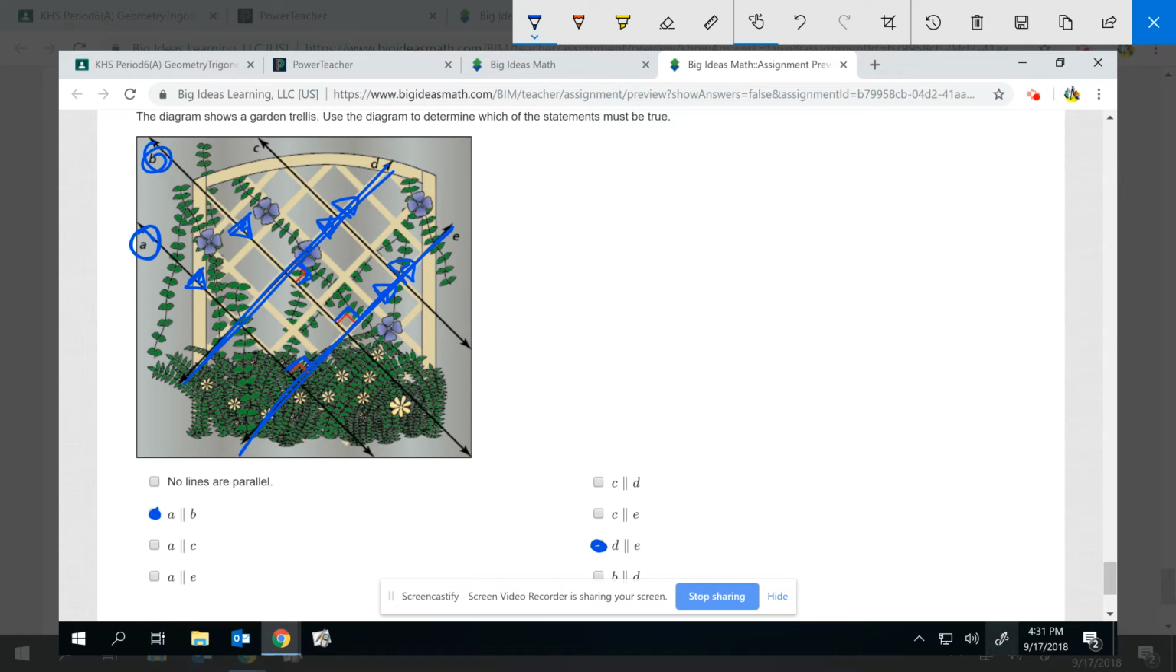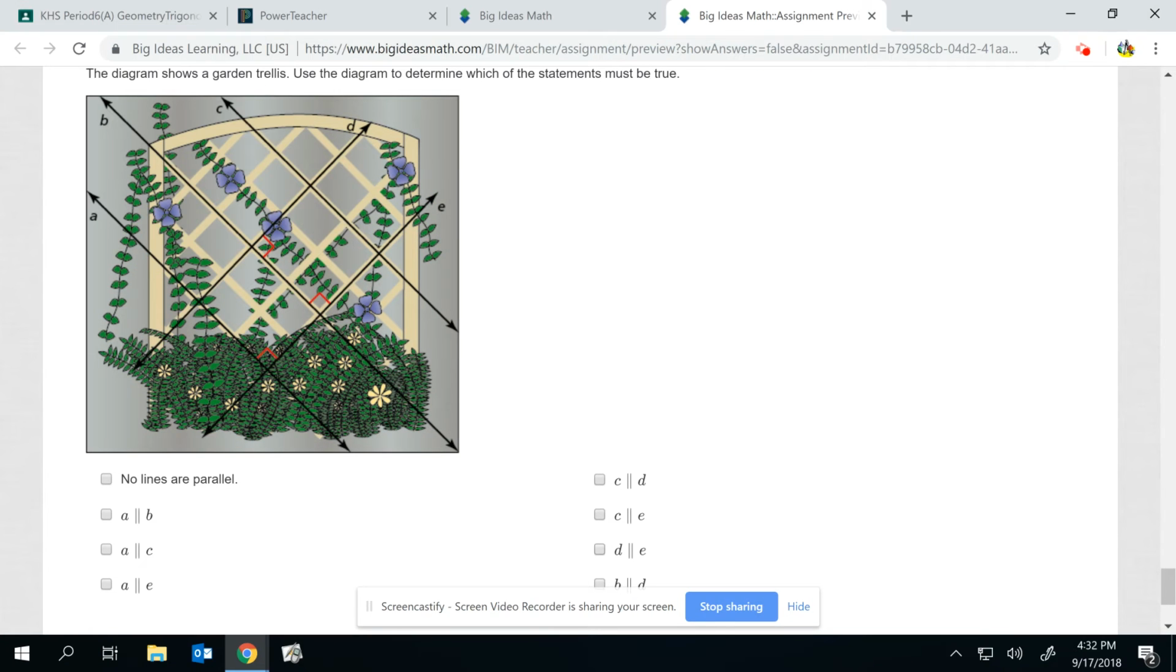Let's see, if A is parallel to B, we know those two are parallel, we know D and E are perpendicular. C, it doesn't say, we don't have enough information about C. We don't know if they're perpendicular, so we can only say those two. So AB and DE. So I like AB and I like DE.